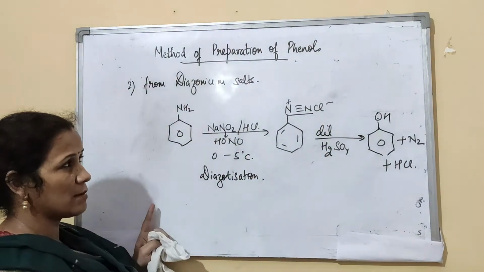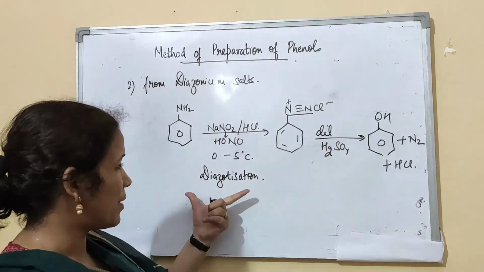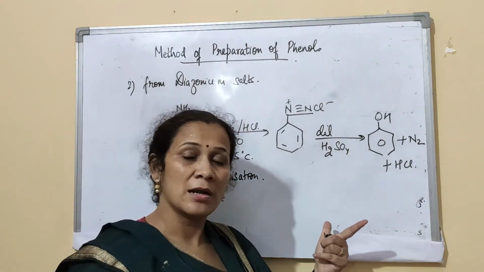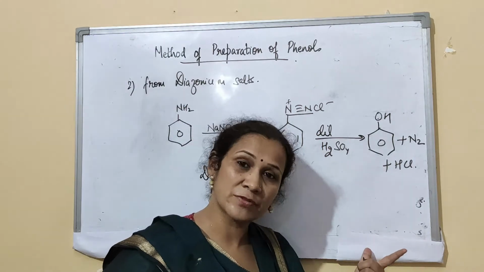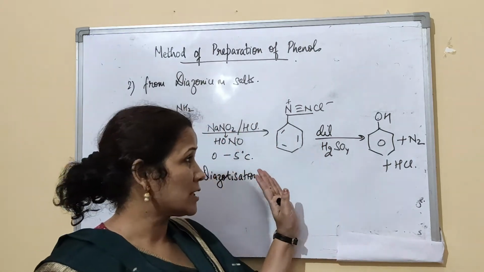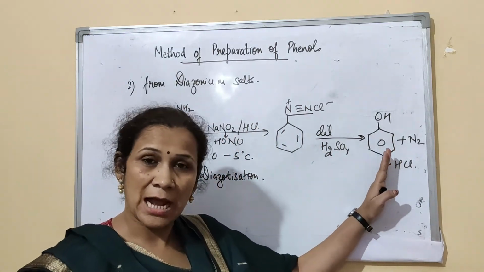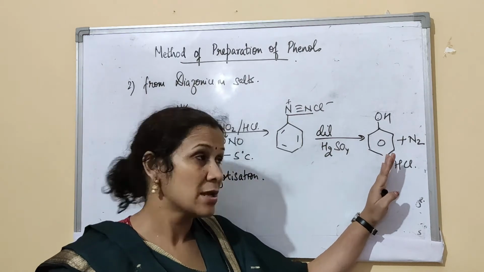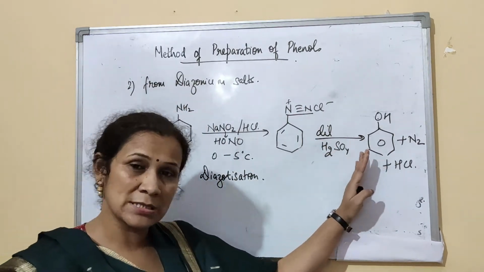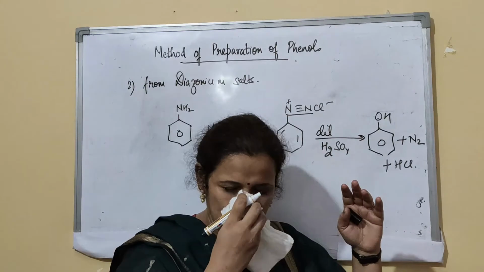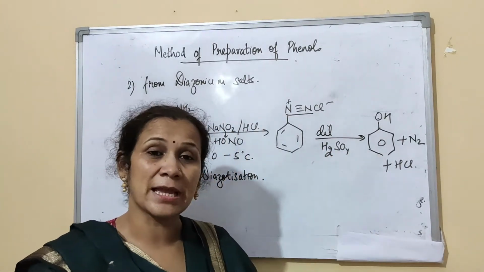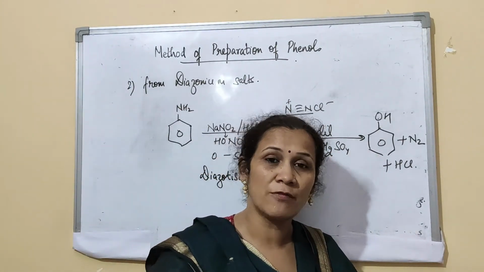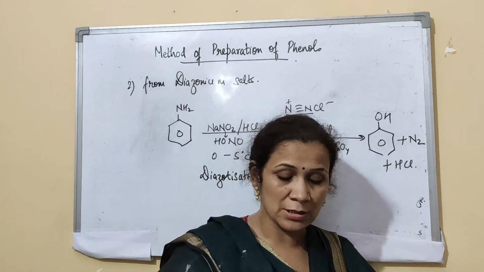So this is the second method. In this also two parts. The first part is known as diazotization, that we have studied earlier also. From this, if you do Sandmeyer, it will give you haloarenes. But here we are just hydrolyzing it and we are getting phenol. So this is the second method of preparation of phenols. We are coming to the third one.